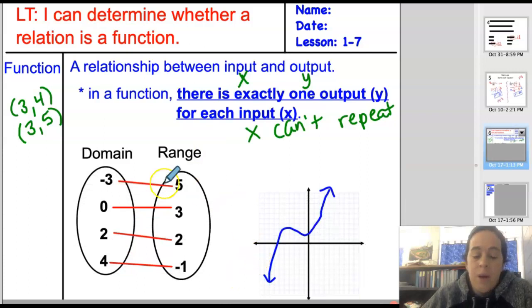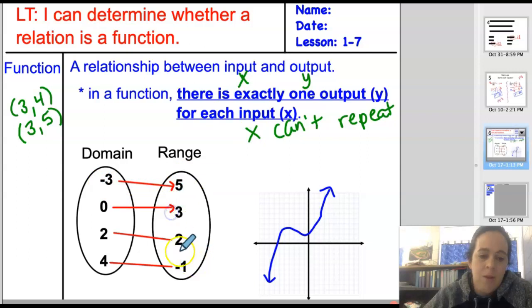So we're going to look at graphs, and we're going to look at tables, and we're going to look at mappings, and we're going to look at ordered pairs to test whether these things are functions. So this first one, the domain and the range and the mapping, is a function because each x value, negative 3 goes with 5, 0 goes with 3, 2 goes with 2, 4 goes with negative 1. There's no x value that's repeating.